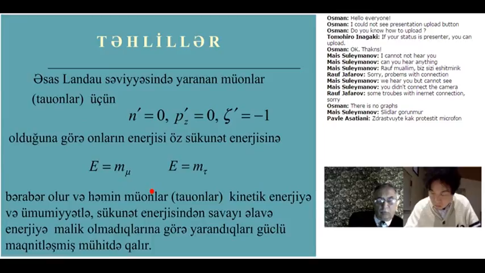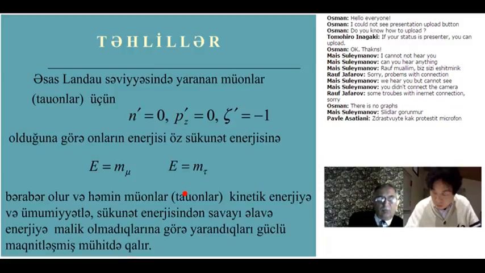What does it mean? For muons, n prime is zero. When muons or tau leptons are on the ground Landau level, these quantum numbers are satisfied. It means that when muons are produced on the ground Landau level, their energy is equal to their rest mass.